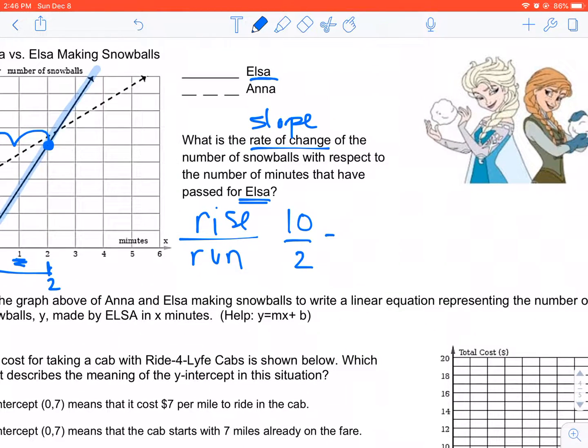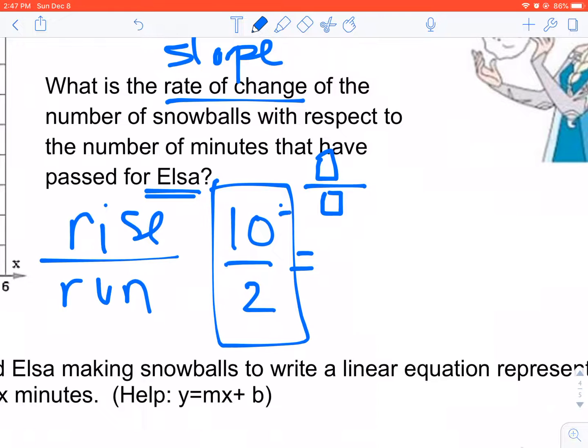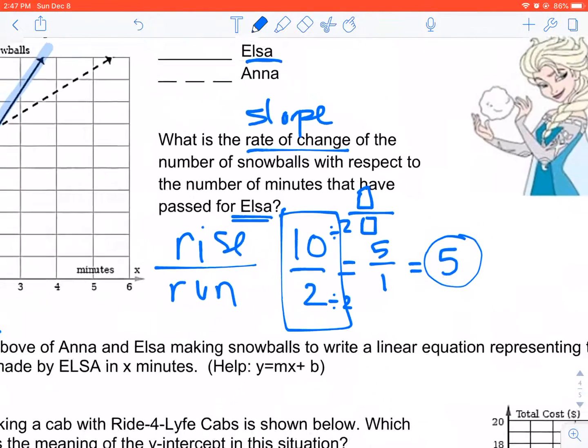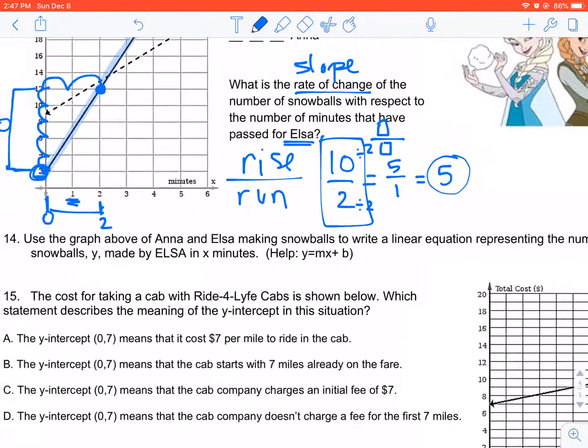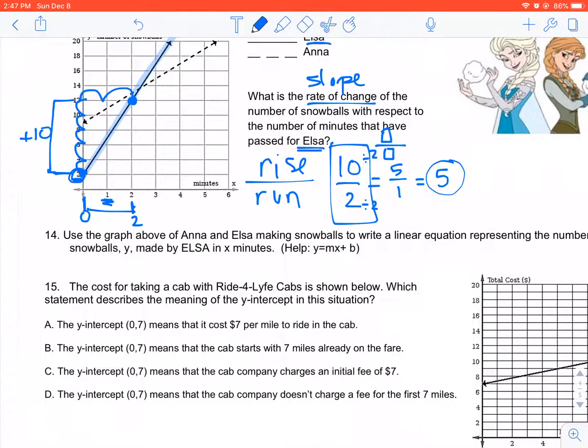10 over 2 reduces. If you don't want to reduce it, you can type this into Desmos and hit that button that looks like a box, a line, and another box in that blue section. I'm going to reduce these by hand because I noticed that both of those numbers can be divided by 2. My answer is 5 over 1, and 5 divided by 1 is just 5. So what is the rate of change? Number of snowballs with respect to the minutes. 5 snowballs per minute.